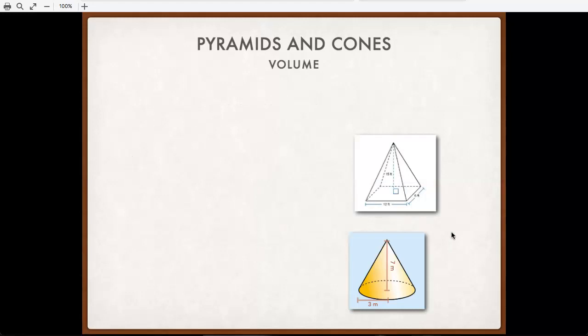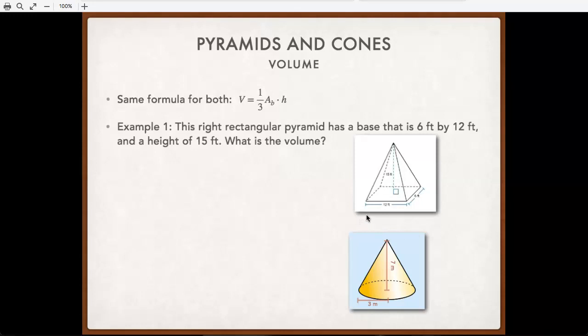Volume. To find the volume of a pyramid or a cone, we have the same formula: 1/3 times the area of the base times the height. So if we take this right rectangular pyramid here, its base is 12 feet this way and 6 feet this way, and its height is 15 feet.